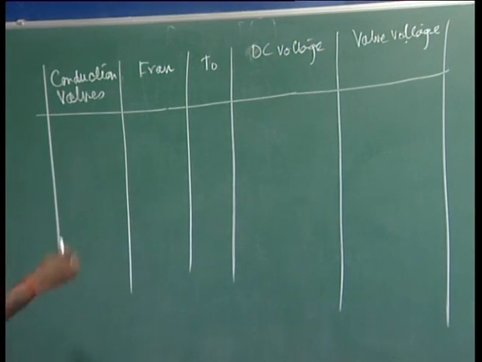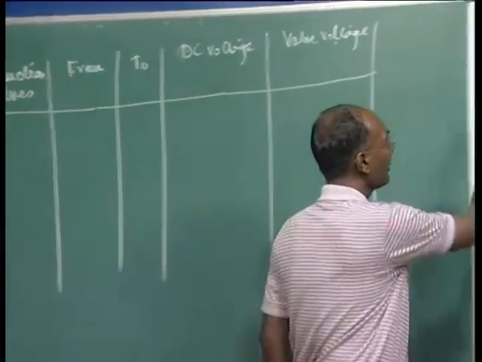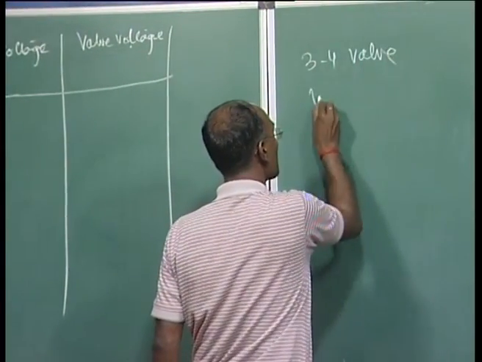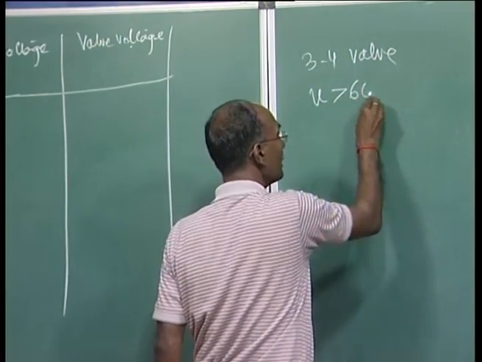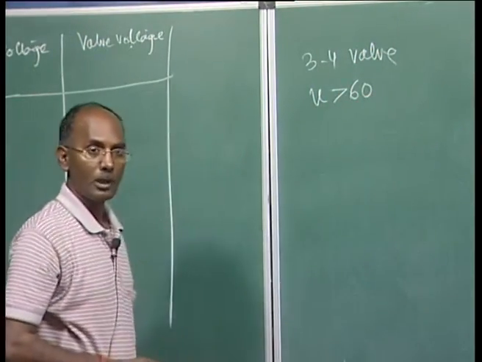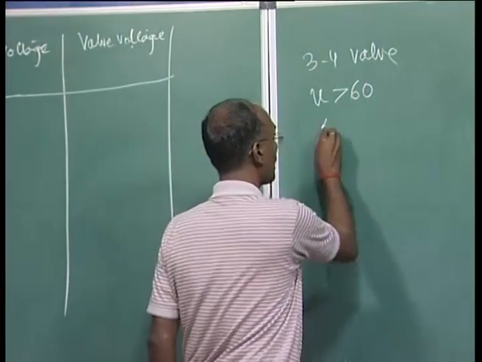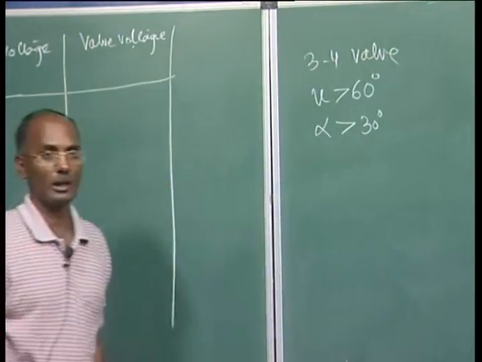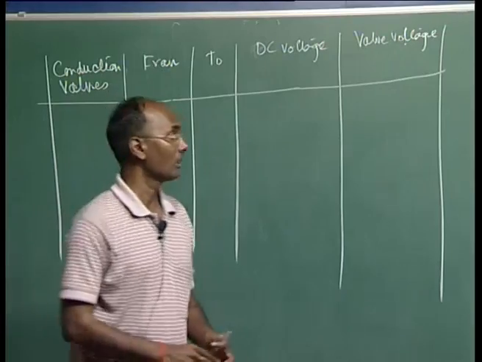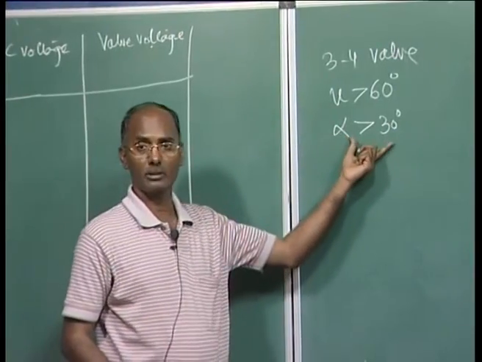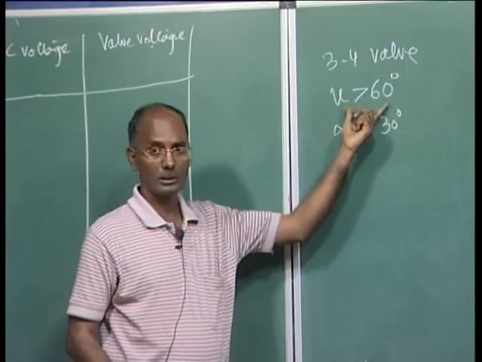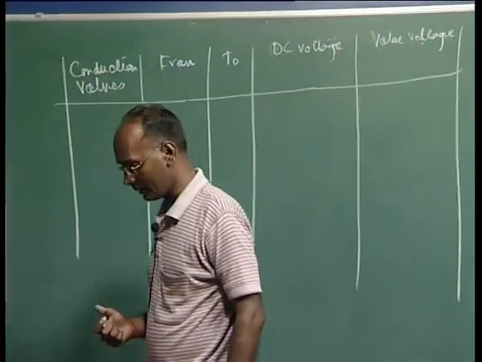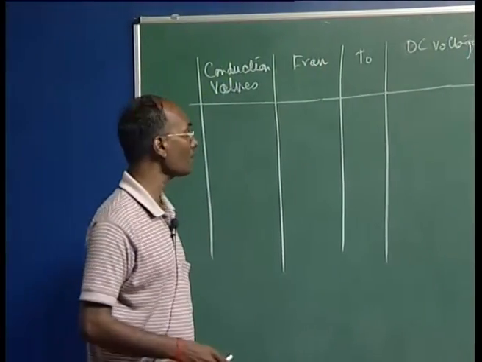Now, we are here going to discuss again 3 to 4 valves conduction, where your U is greater than 60 degree, and in this we know alpha should be greater than these degrees. Already we proved in the last lecture that U must be greater than 30 degree, and here we are talking about the 3-4 valves conduction mode, meaning your U is greater than 60 degree.